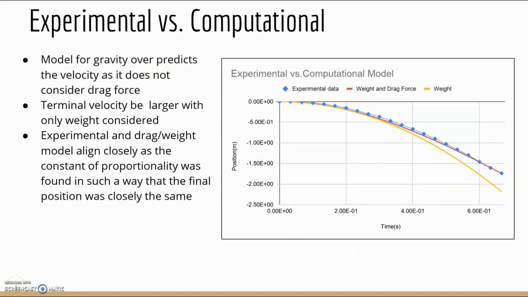Looking at the position data for the experimental and computational models, the model with drag force included lines up with the experimental data because of the use of the constant of proportionality to achieve the same final position. Whereas for the model including only weight, the terminal velocity will be larger as it accelerates longer, and thus its final position is overestimated.